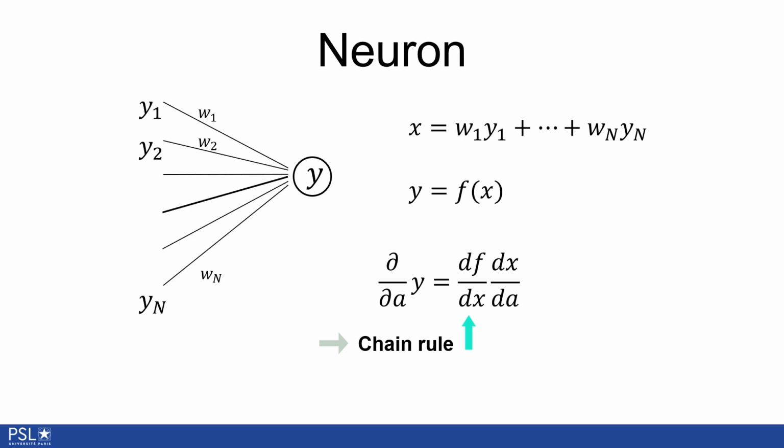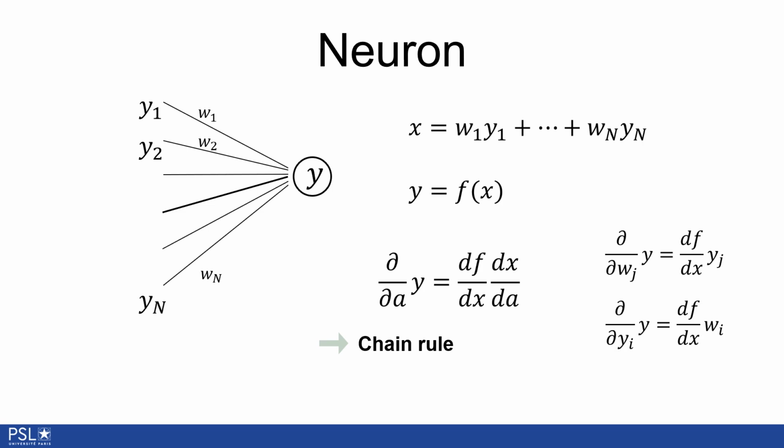The first term, the derivative of f with respect to x, is simply the local slope or gain of the nonlinear function f. The second term, dx over da, depends on what a is. If a is a synaptic weight wj, dx over da is the input yj.